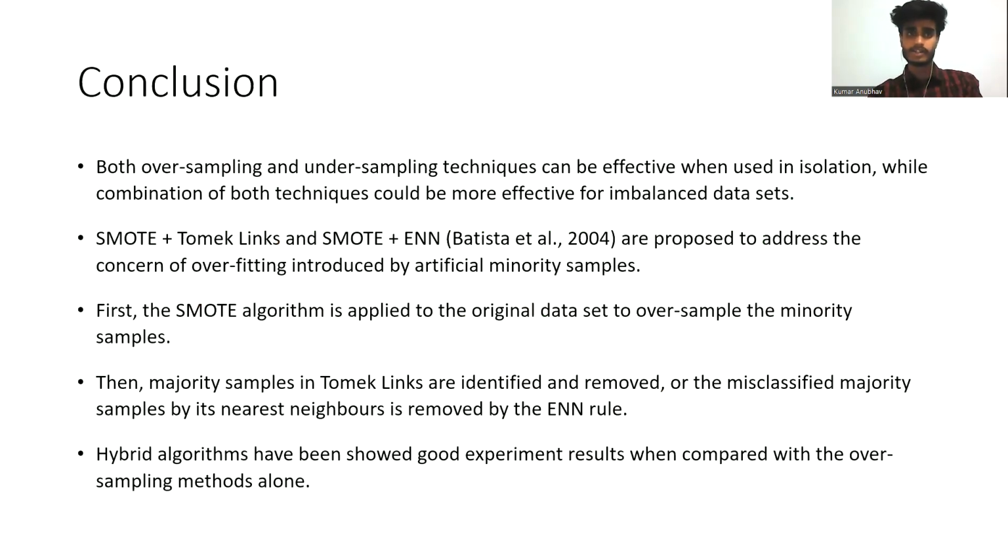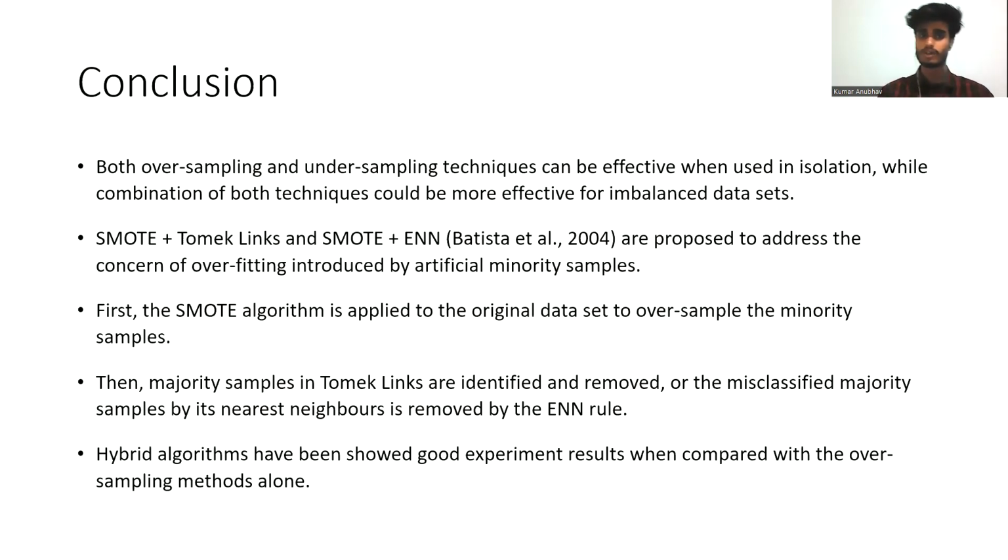So finally, we are at the stage of conclusion, and I would like to conclude the sampling method here. We can say that both oversampling and undersampling techniques can be effective when used in isolation, but the combination of both techniques could be more effective for imbalanced data sets. SMOTE plus Tomek links we have already seen in the last slide, and SMOTE plus ENN we have also seen as an example. So we can say that both of these proposed methods address the concern of overfitting introduced by artificial minority samples.